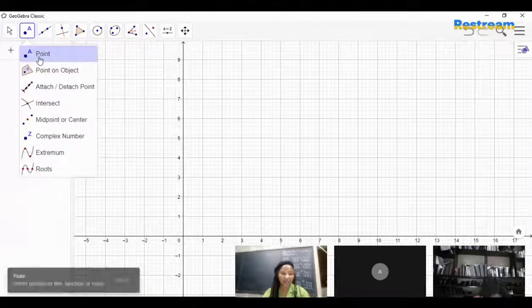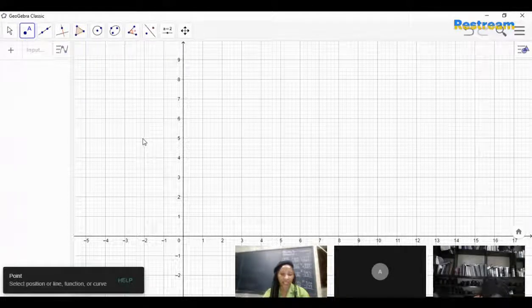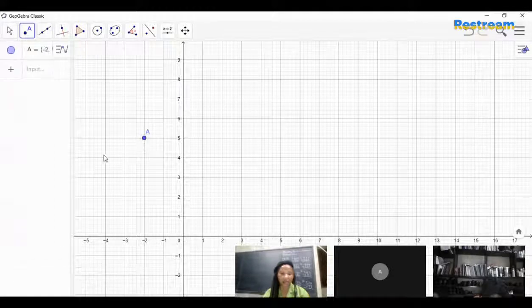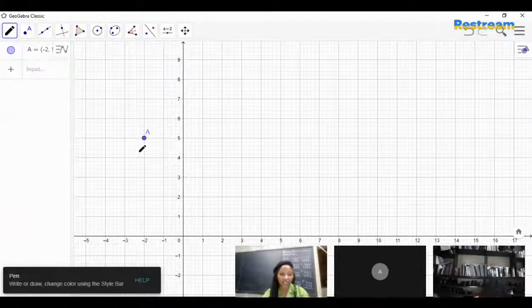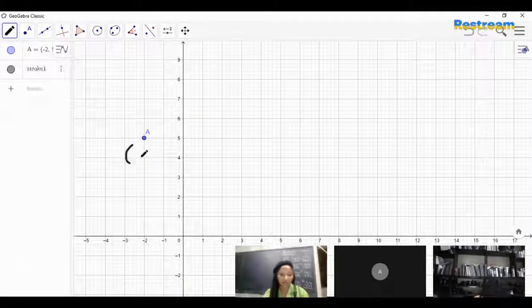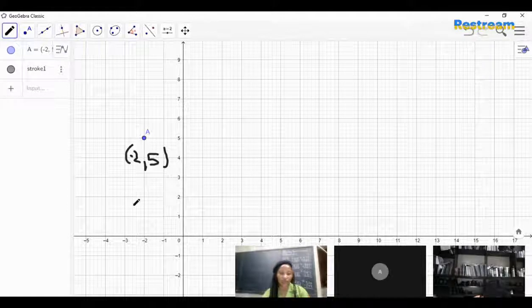Suppose the center of the enlargement is here. That's the center, right? So what would be the coordinates of that center? Miss, -2, 5. So the center of this enlargement is -2, 5. And let's say the scale factor is 3.